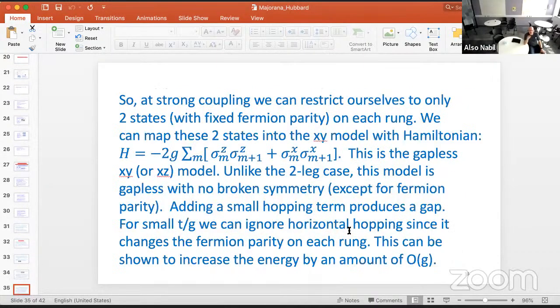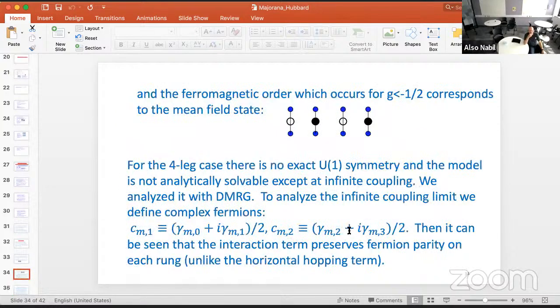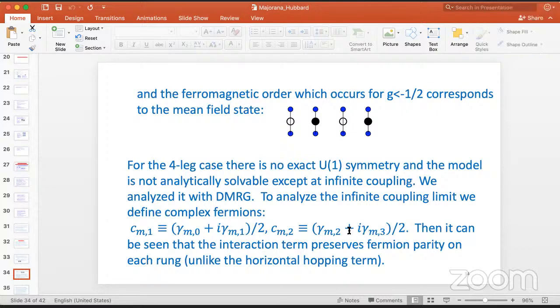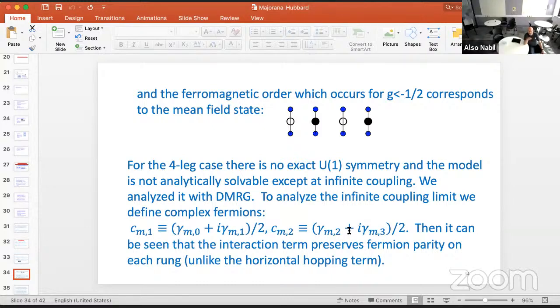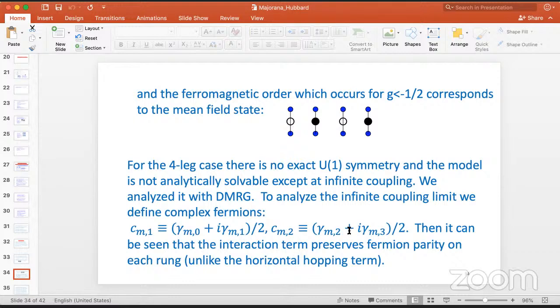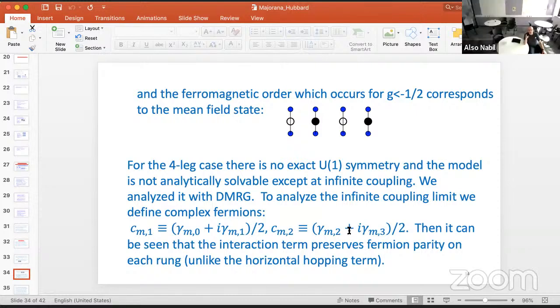Sorry, Ian, could I ask a question? What do you mean by 4-leg case? It's just a 4-leg ladder. We just have 4 legs, and we study this numerically and also analytically to some extent. So we just have a 4-leg square lattice. Do you want me to draw a picture? It's just 4 legs in a vertical, forming a square lattice. So just a square lattice? It's a square lattice, but we only have 4. It's infinite in the x direction. It only has 4 legs in the y direction. Okay, I see. Yeah. Okay, good. Thanks for the question.